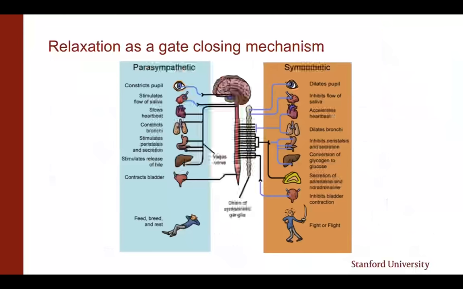I want to talk about relaxation specifically. Relaxation is kind of a catch-all tool for closing the gate on pain. So when we talked about how nervous system signaling has to do with how pain gets to our brain and then how our brain interprets pain, and when we talk about things that turn up the volume on pain, they're really activating our sympathetic nervous system.